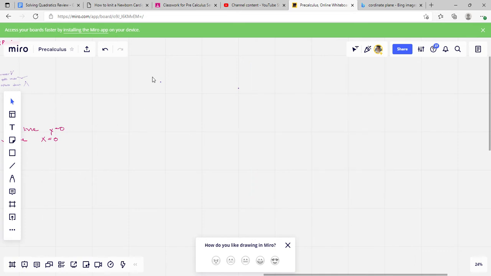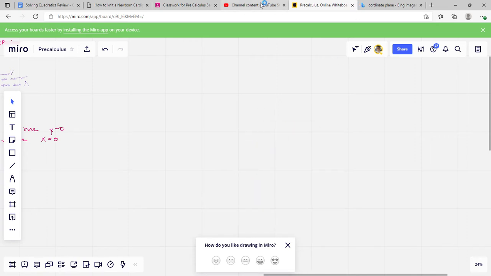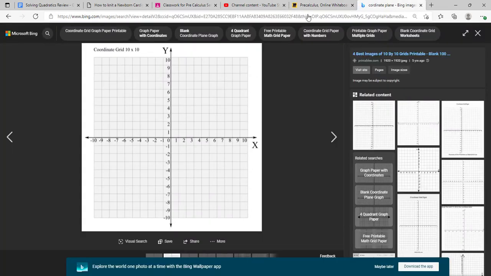That made some room. That wasn't what I meant to do. Let's get a coordinate plane on here again. Here we go.